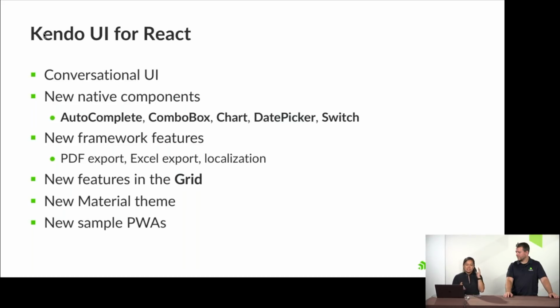And I want to cover just what we're going to be talking about a little bit, but I want to tell you what we have now for React. And so that means we have the conversational UI that John talked about a bit. We have new native components that we'll delve into right now, including the autocomplete, ComboBox, chart, DatePicker, and Switch. And then just in general, for this framework, we have some really great features now where you can do a PDF export, an Excel export, and you can do these specifically for the grid as well.